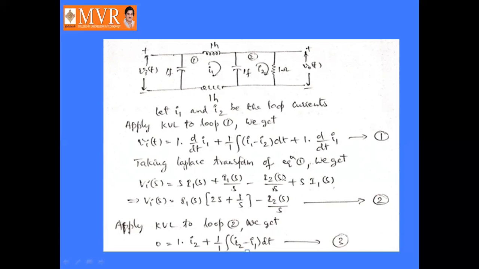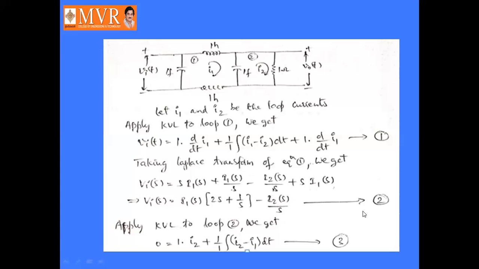Taking Laplace transform of equation number 1, we will get Vi of S equal to S into I1 of S plus I1 of S by S minus I2 of S by S plus S into I1 of S. Taking I1 of S as common, it becomes 2S plus 1 by S, minus I2 of S by S. That is equation number 2.